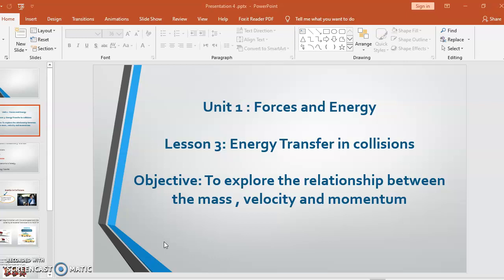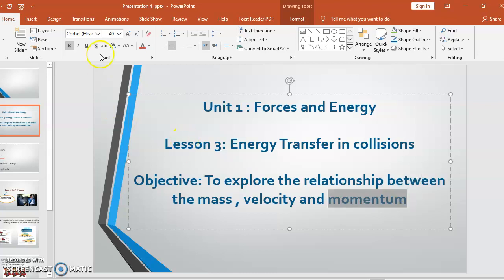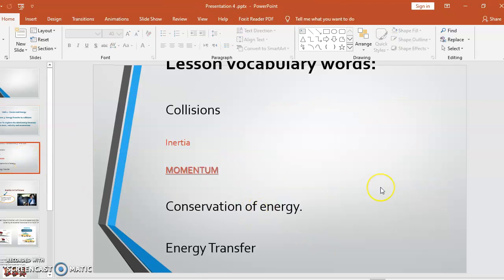Today, inshallah, we'll continue explaining and describing our lesson 3, Energy Transfer and Collisions, which is in Unit 1. The objective for today is to explore the relationship between mass, velocity, and momentum. Momentum today, inshallah, we will identify and explain, and know the relation between momentum and inertia, which was our last lesson.